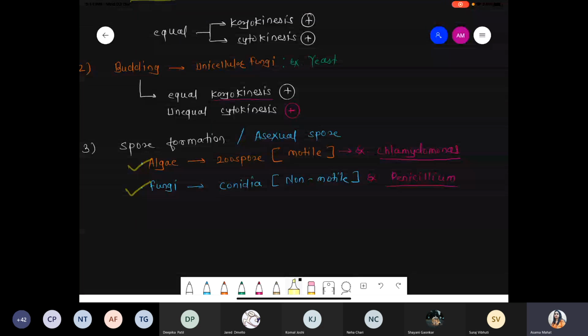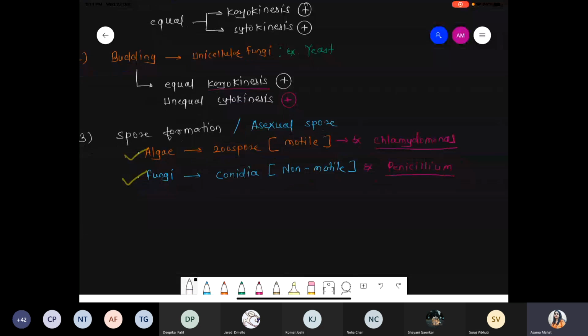Another spore formation is present in case of the fungi, and in fungi we are taking the conidia. Conidia form non-motile spores, example Penicillium. Okay? And if you want, you can revise this part.